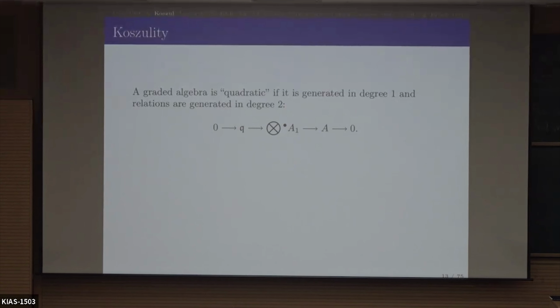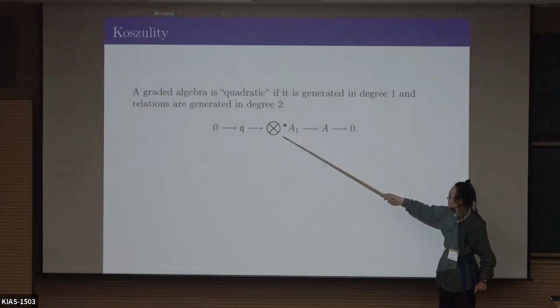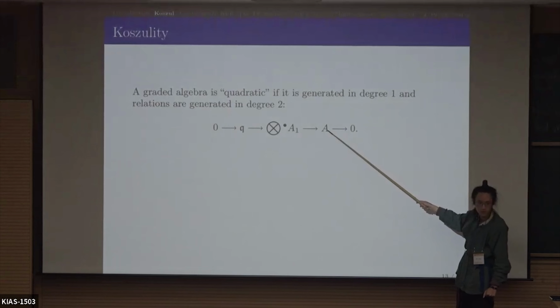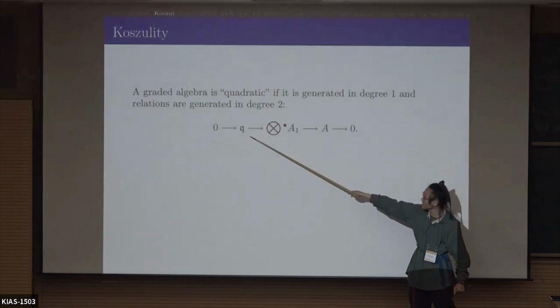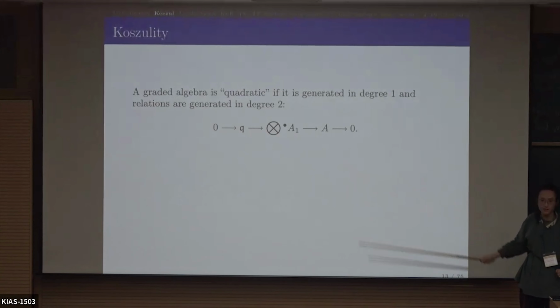Just to briefly remind you, a graded algebra is said to be quadratic if it's generated in degree 1 and the relations are all generated in degree 2. One way of thinking about this is you have your degree 1 part of your algebra, you consider the tensor algebra over that. That certainly surjects onto your algebra, and this is saying that the kernel of that surjection is generated in degree 2. So I use Q for that kernel for quadratic.